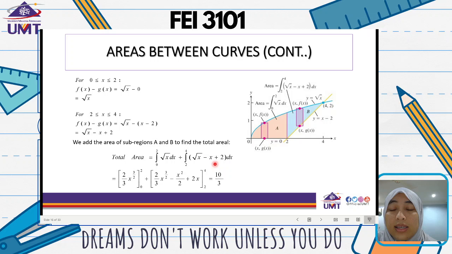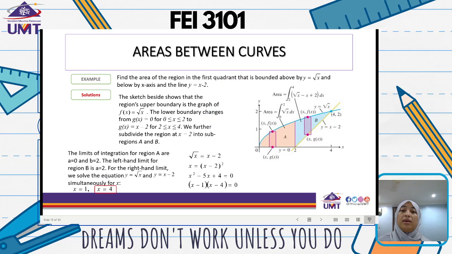Okay, then you integrate it as usual. Add both region A and region B, and you'll get 10 over 3. Okay, students? If you don't understand this straight away, don't mind, take your time to have a look at the slides and also my video, and then try to do it yourself.